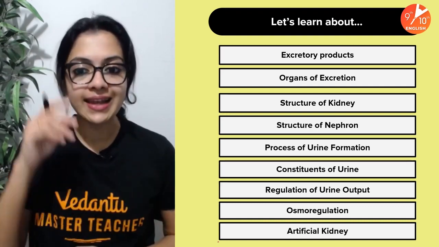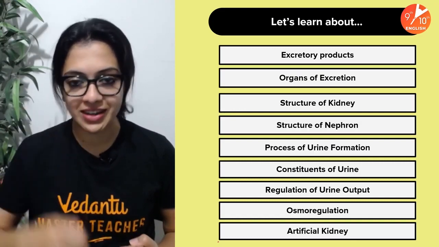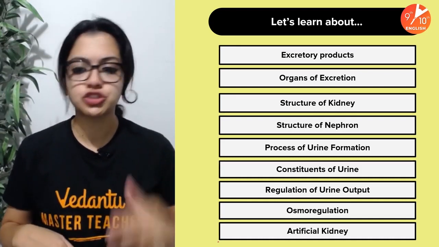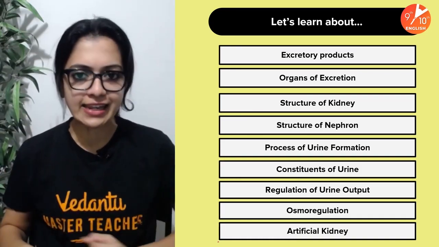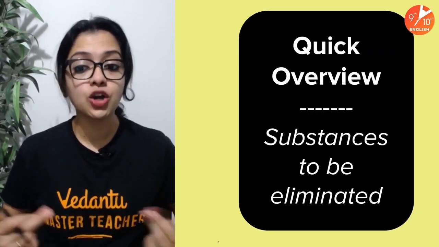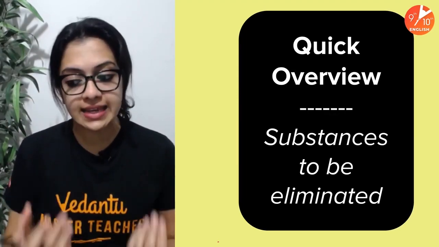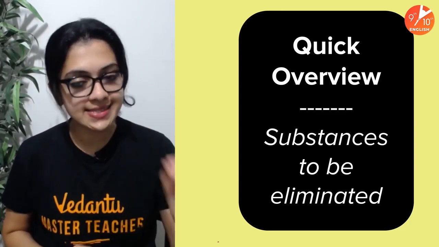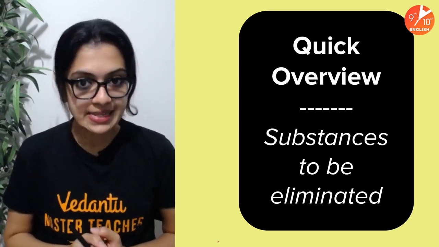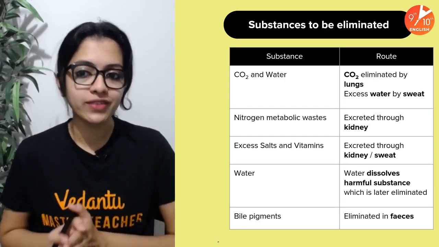Okay, guys, so today let us learn about, or rather revise, all about the excretory products, organs of excretion, structure of the kidney, nephron, urine formation, and all those tiny little topics that you have to know in this chapter. Starting with a quick overview of the substances which need to be eliminated from the body. The excretory system, we all know, is the system of the body which helps in elimination of nitrogenous metabolic wastes. So what are the different kinds of substances which need to be eliminated? A quick overview of that.